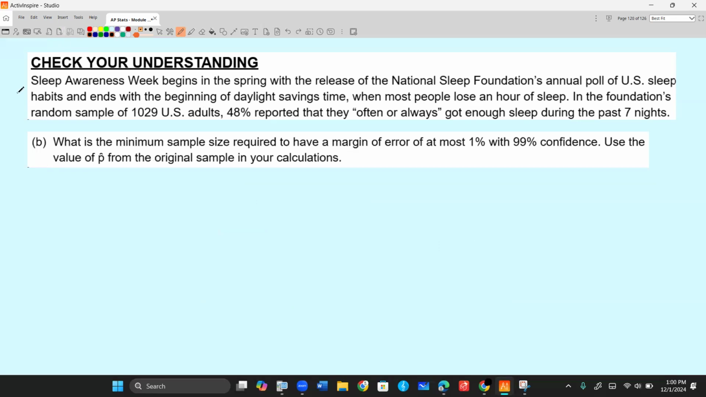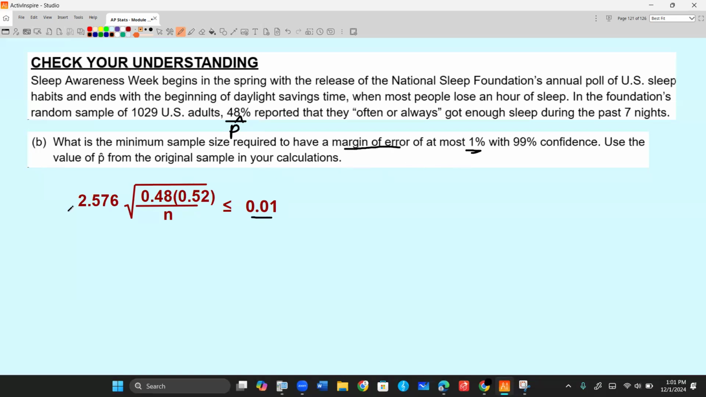Now, here's the algebra. What's the minimum sample size required to have a margin of error at most 1% with 99% confidence? Use the value of p hat from the original sample in your calculations. So remember your formula is z star times the square root of p hat times 1 minus p hat over n, less than or equal to the margin of error. In this case, we're actually given a p hat, so 48%. And you want to solve that, use your calculator. That 0.01 came from the 1%. That's your margin of error.